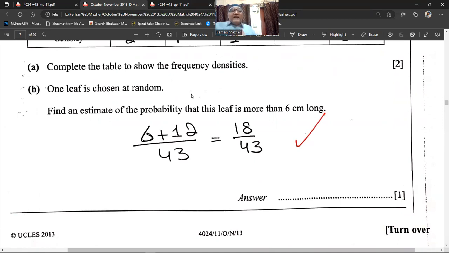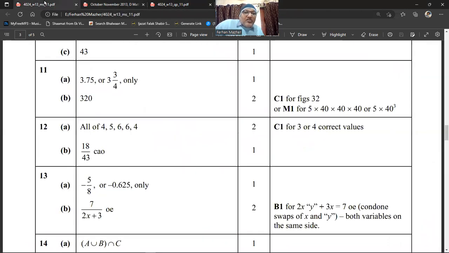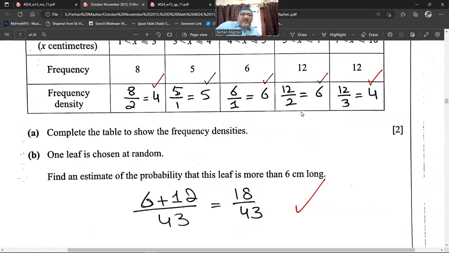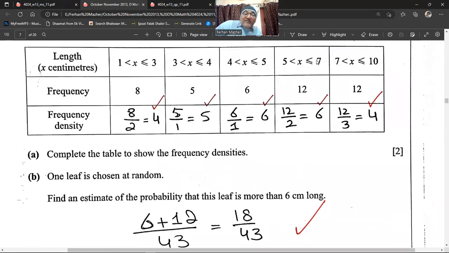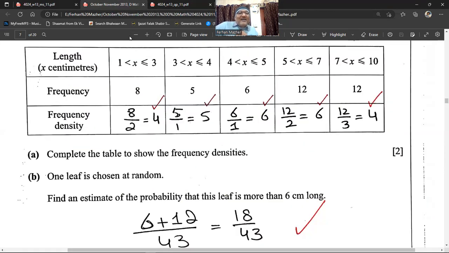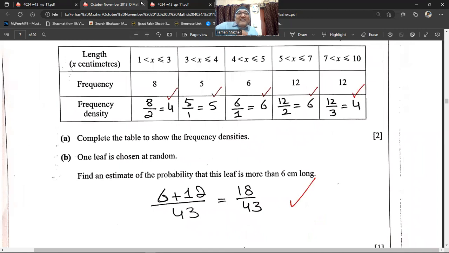18 divided by 43 is a little tricky, because this class is from 5 to 7. Their question is more than 6. So I believe that will be in the middle. So I will divide this 12 frequency into 2 parts, 6 and 6. So more than 6 will be 6. So 6 plus 12, these are also more than 6. So 6 plus 12, that will be 18. The total is 43. 18 by 43 is the right answer. I hope you understand this.